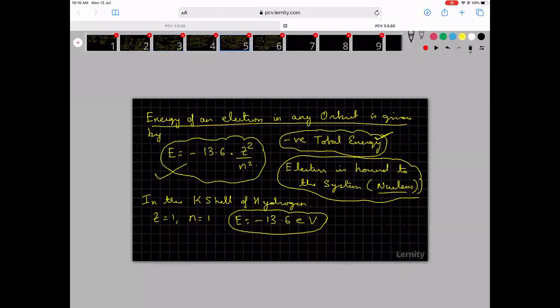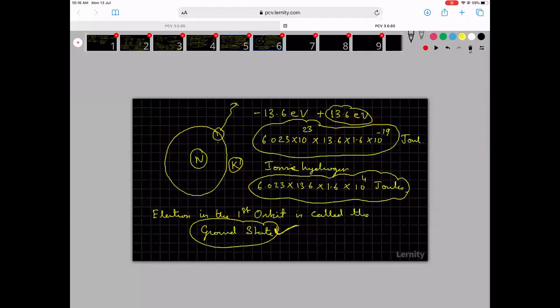The only new statement is this circled statement here, saying that the electron is bound to the system. In this case, the system is the nucleus. In the K shell, K shell means N is equal to 1, and for hydrogen Z is equal to 1. If N is equal to 1 and Z is equal to 1, this will become minus 13.6. That is the only thing I have said.